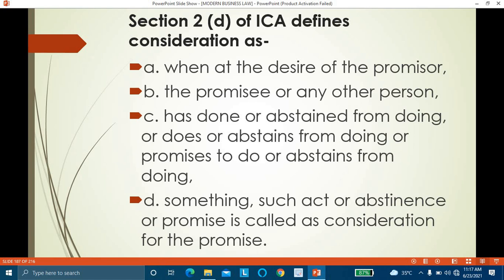Now what is consideration? When at the desire of the promisor. So when a person is doing something, that should be done at the desire of the promisor. It should not be a voluntary act of the person who is doing something, but he should do it at the desire of the promisor. Now who is doing? The promisee or any other person. That doing something should be done by the promisee, or it can be done by any other person, that means even a third person.